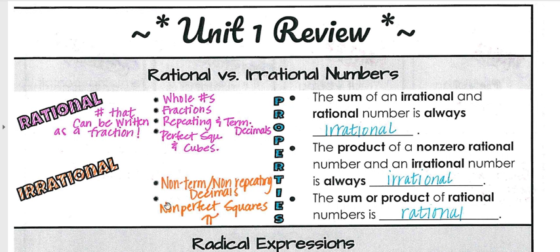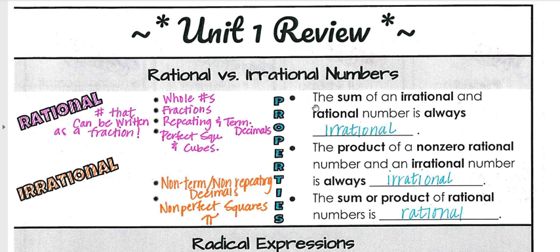And then our irrational numbers are things that are non-terminating or non-repeating decimals, non-perfect squares, and the number pi would also be an example of an irrational. So like the number square root of 25, that's a perfect square, that would be rational, but the square root of 26 is not a perfect square, so it would be an irrational number.